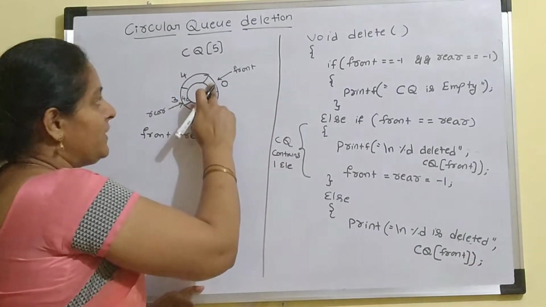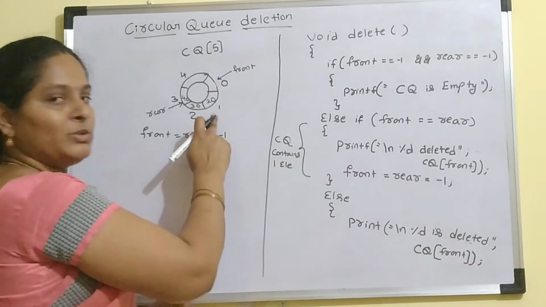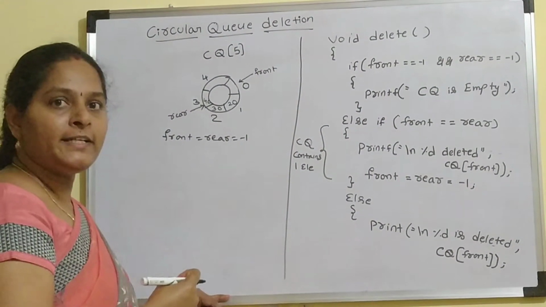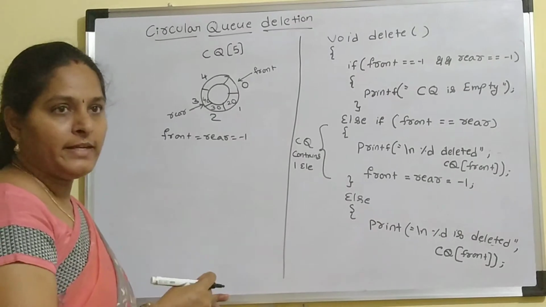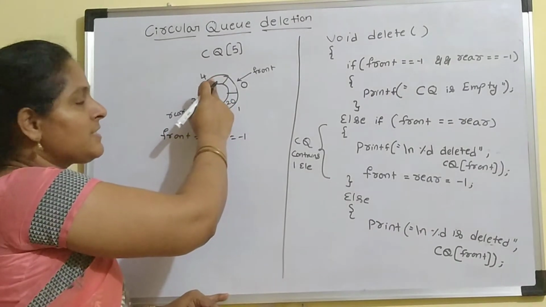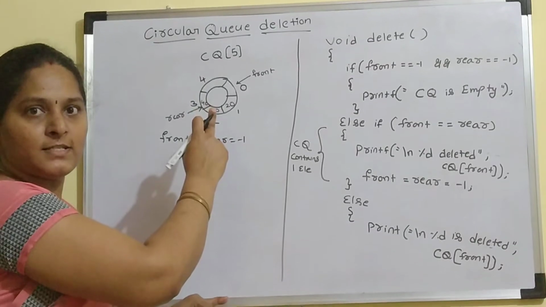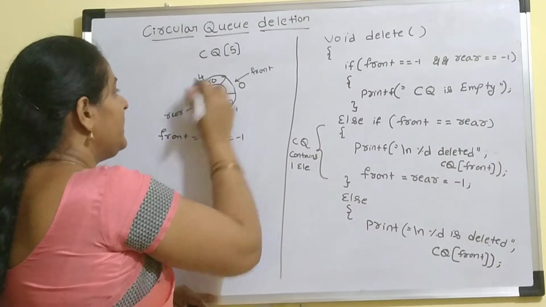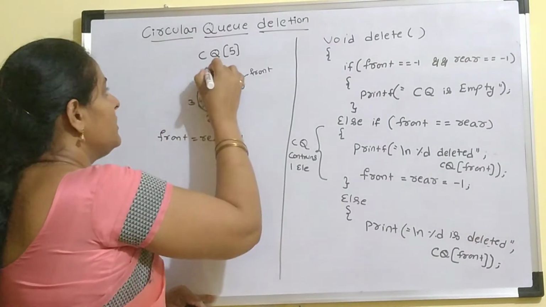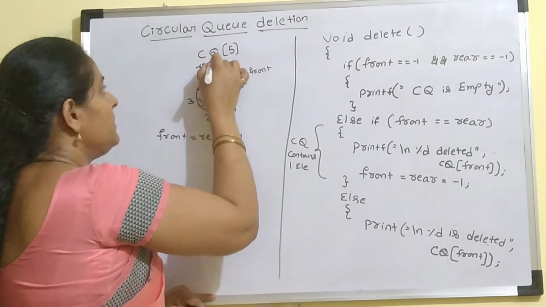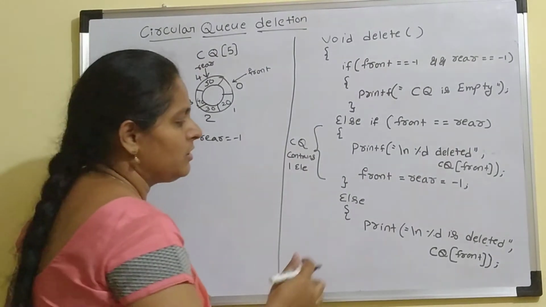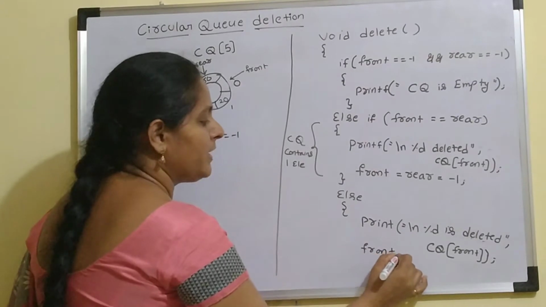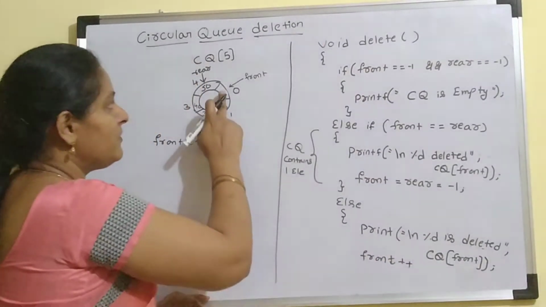After deletion of 20, I should move the front pointer to the next front element, right? So here, if I write front++, then after deletion of the last element, front++. Just assume that here also I have one more element, that means the rear will be in the last position. If I write front++ here, then what happens after deletion of 10?